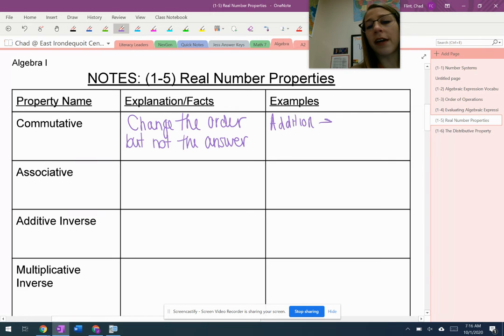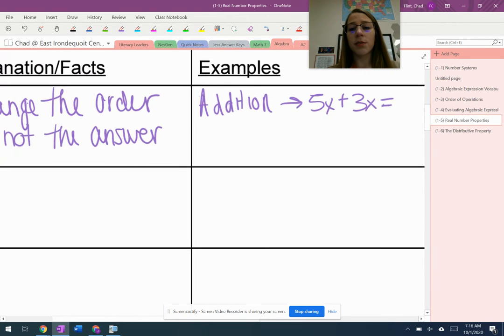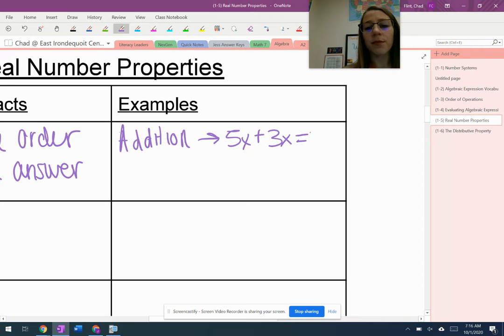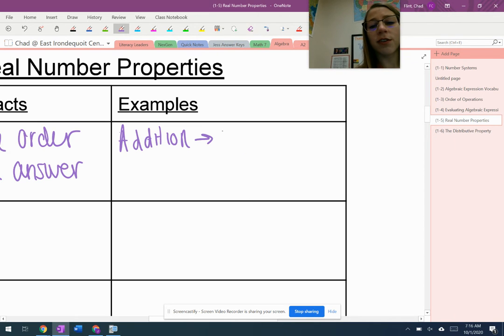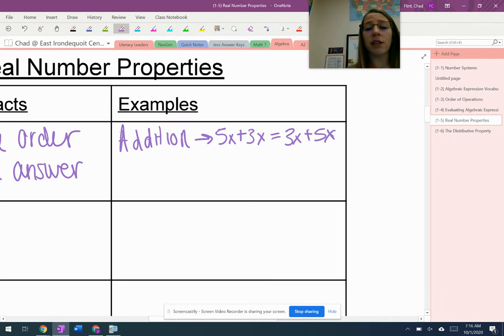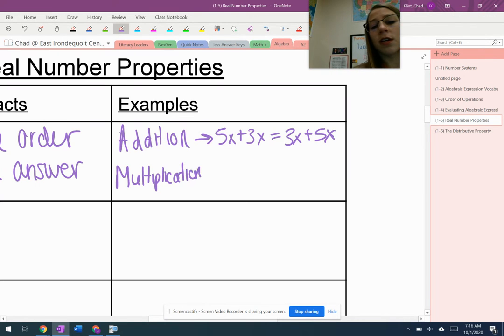And an example of that would be 5x plus 3x is equal to, I'm going to run out of room here, so I'm going to zoom in a little bit. Addition, so 5x plus 3x is equal to 3x plus 5x. Both of those things giving me 8x. And the other operation that this one works for is multiplication. So 5 times 4 gives me the same thing as 4 times 5.